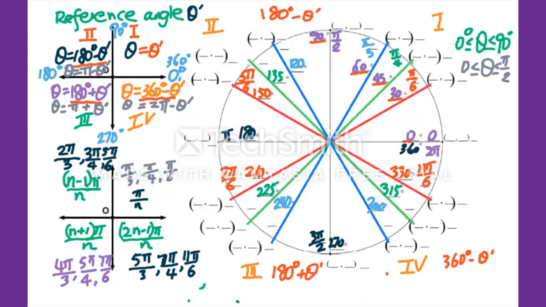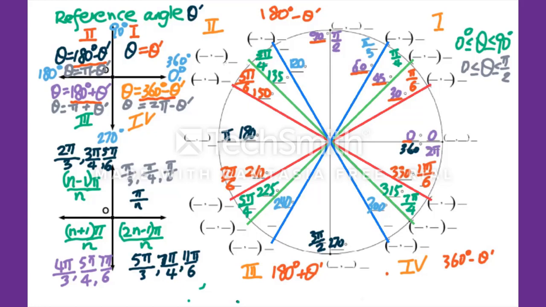Let's go to the green one. So the reference angle means pi over 4. Therefore, for the second quadrant, we got 3 pi over 4. For the third quadrant, we got 5 pi over 4. The fourth quadrant, we got 7 pi over 4.